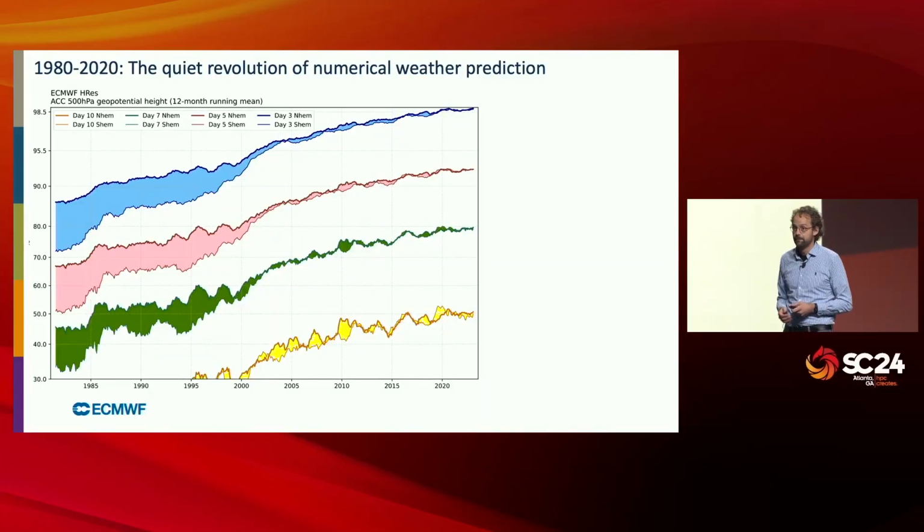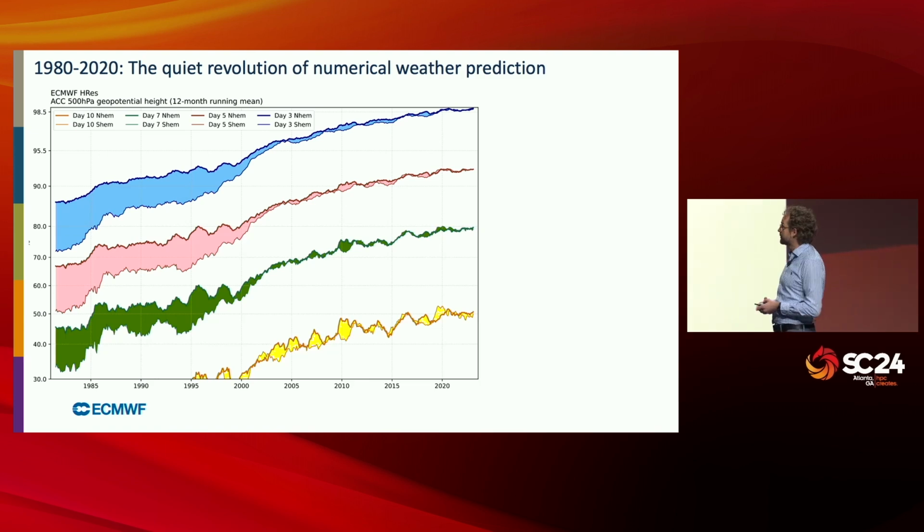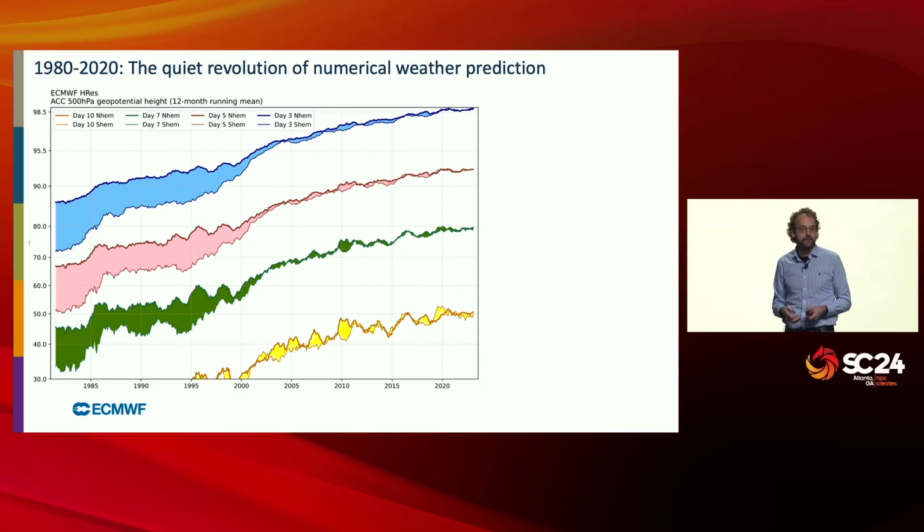However, the good news is that we're actually doing well, and we're doing better and better and better over the years. So this plot here shows you the forecast accuracy of our weather prediction models. On the x-axis, you see time in several decades, and the y-axis is the forecast accuracy going up. And the different colors show you the different lead times that we have in predictions. So it starts with 3, 5, 7, and 10-day forecast from the top to the bottom. And what you see is it's getting better. So our models improve over time.